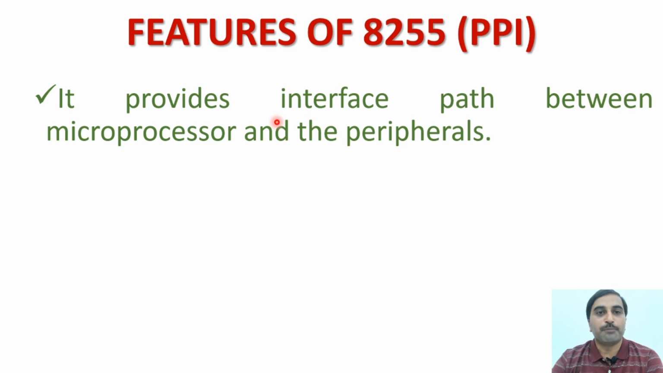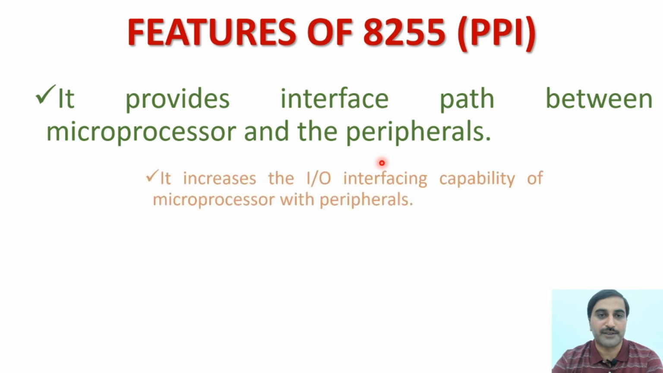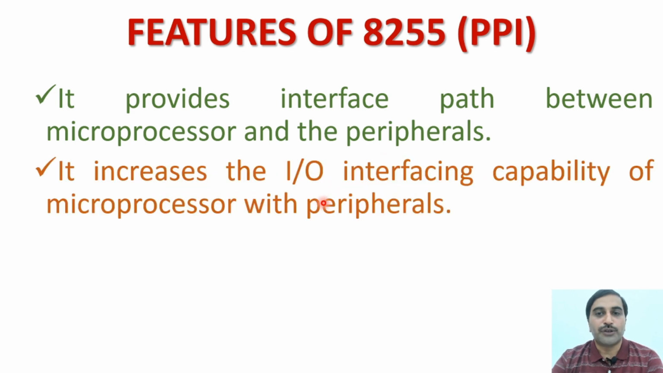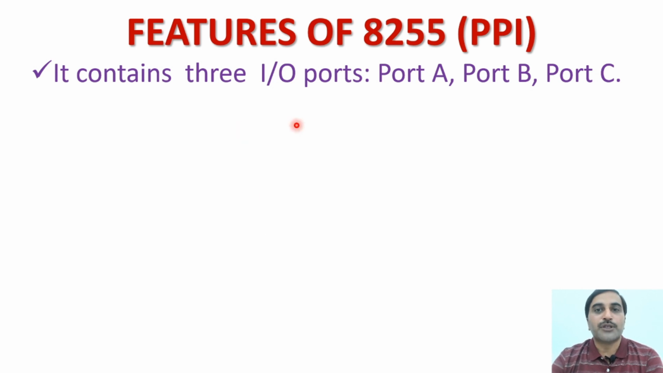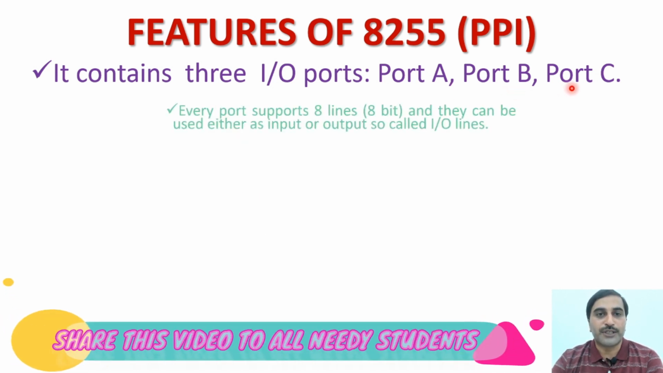Basically 8255 provides the interface path between the microprocessor and the peripherals. It increases the input-output interfacing capability of the microprocessor with peripherals, and 8255 is a 40-pin programmable peripheral chip. PPI stands for Programmable Peripheral Interface. That means 8255 is programmable itself and it is used to set up the interface between the microprocessor and the peripherals. It contains 3 ports, port A, port B and port C.